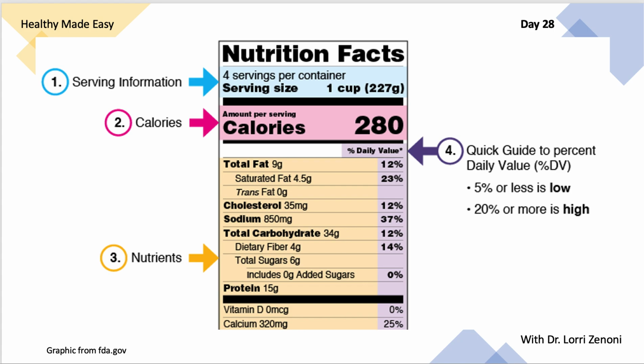Nutrients to get more of include dietary fiber, vitamin D, calcium, iron, and potassium. Dietary fiber, vitamin D, calcium, iron, and potassium are nutrients on the label that Americans generally do not get the recommended amount of. So they are identified as nutrients to get more of.